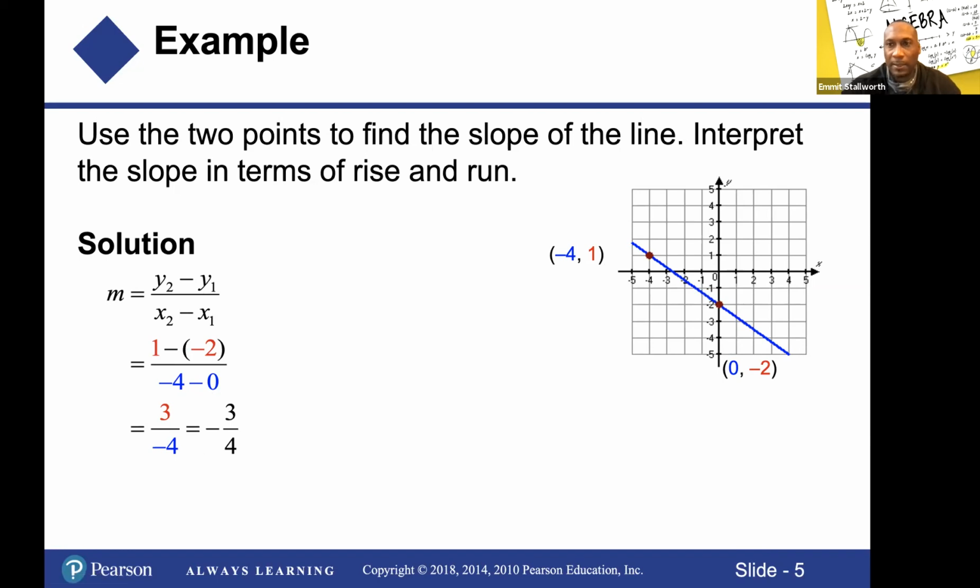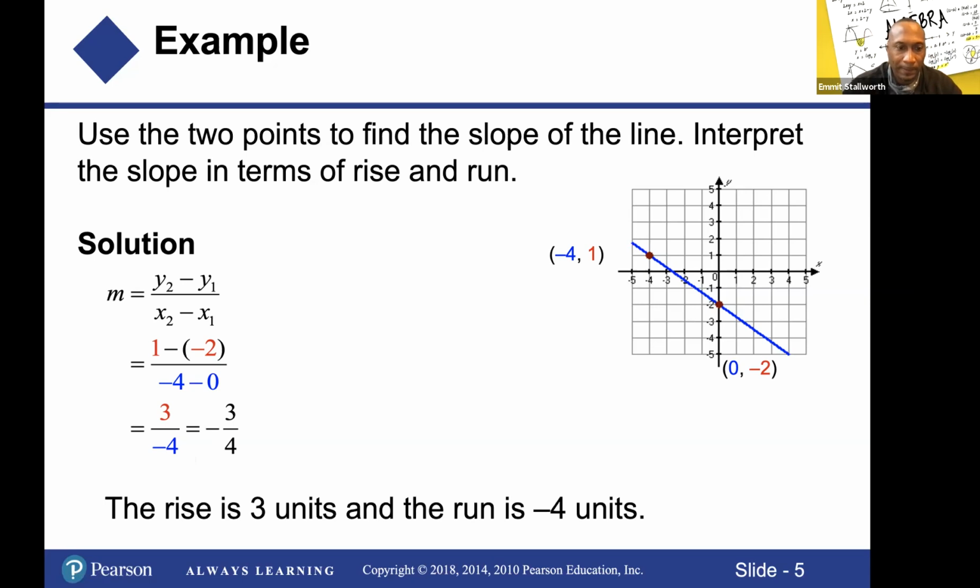These are the intuitive things that we need to pay attention to, to make sure that we get the correct answer, because we know we have a negative slope. If we get an answer that's not negative, we know we did something wrong in our mathematics. So in this case, the rise is 3 units and the run is -4 units.